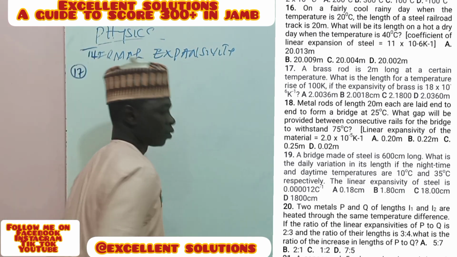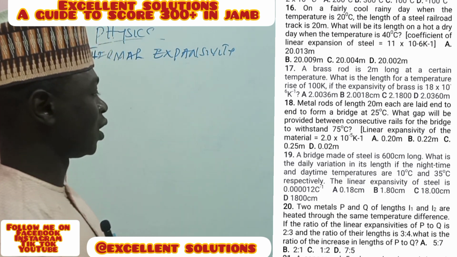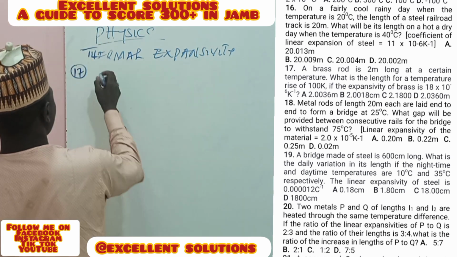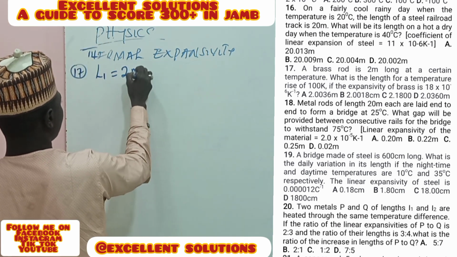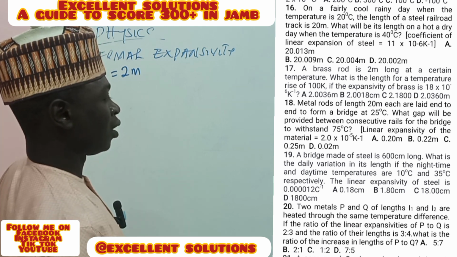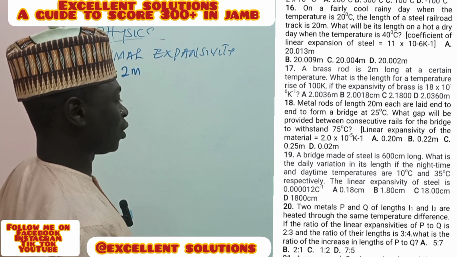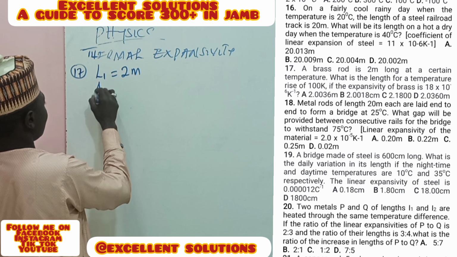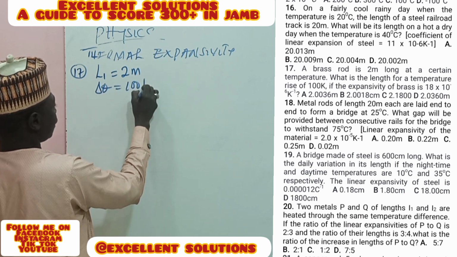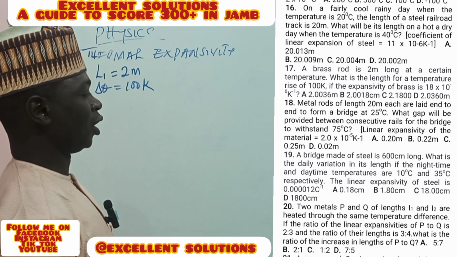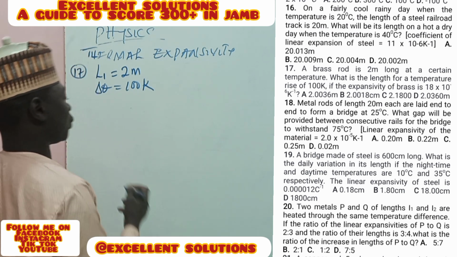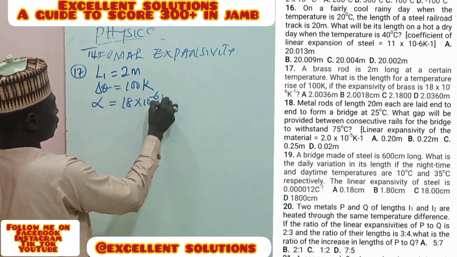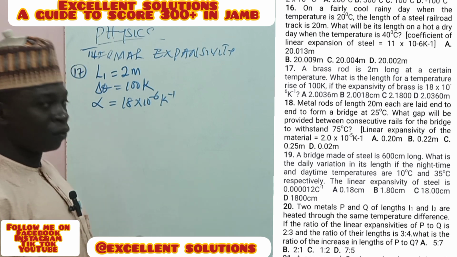The next question is question 17, and this question says a brass rod is 2 meters long at a certain temperature, so L1 equals 2 meters. What is the length for a temperature rise of 100 degrees Celsius? A temperature rise is given, that means delta theta is equal to 100 Kelvin. The linear expansivity of brass is 18 times 10 to the power of minus 6, so alpha equals 18 times 10 to the power of minus 6 per Kelvin. We are looking for L2.